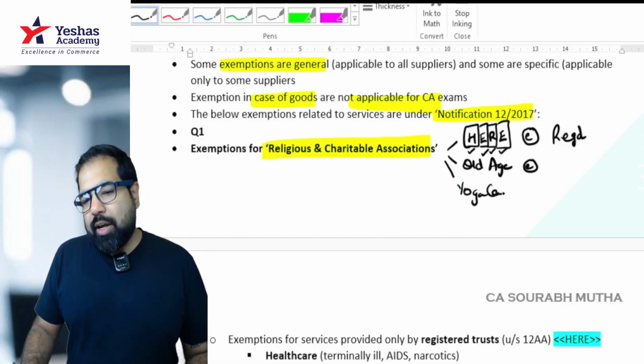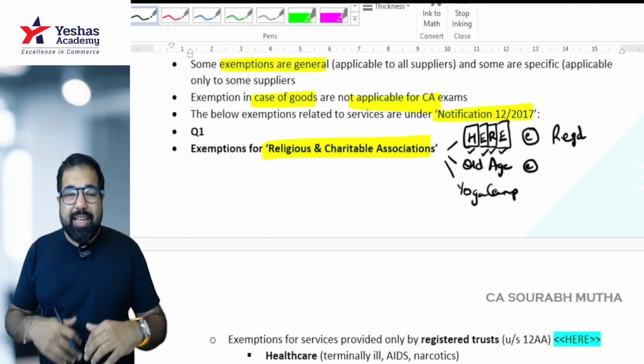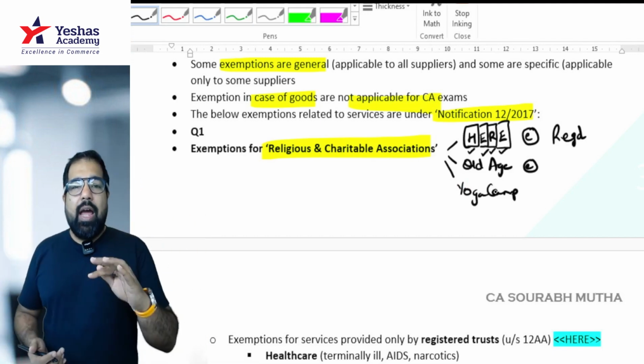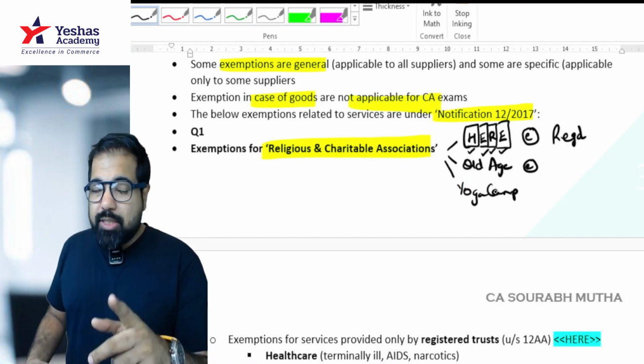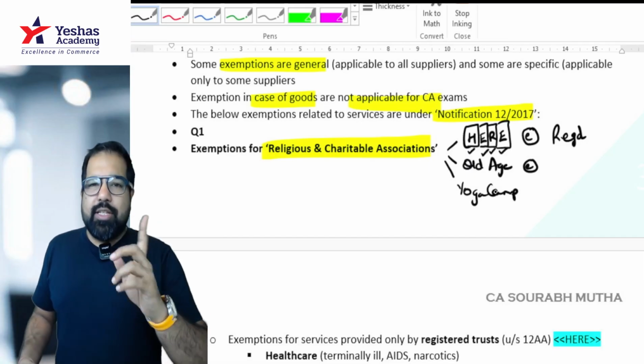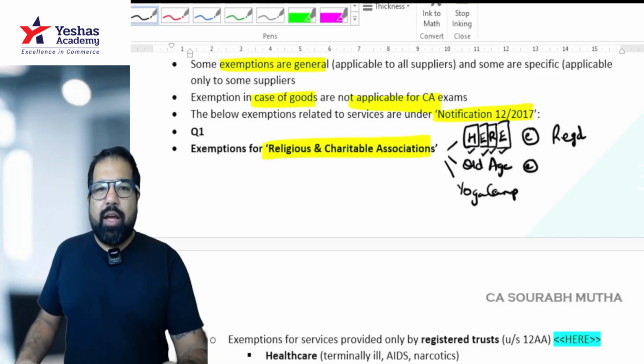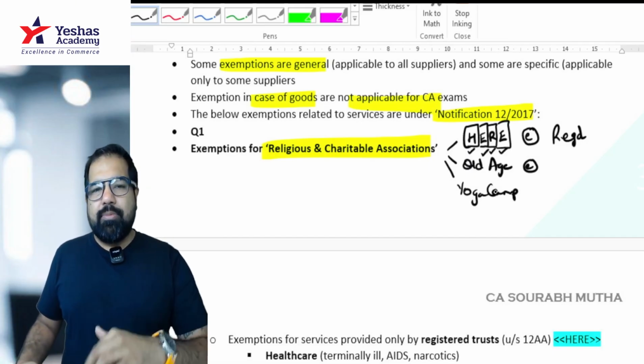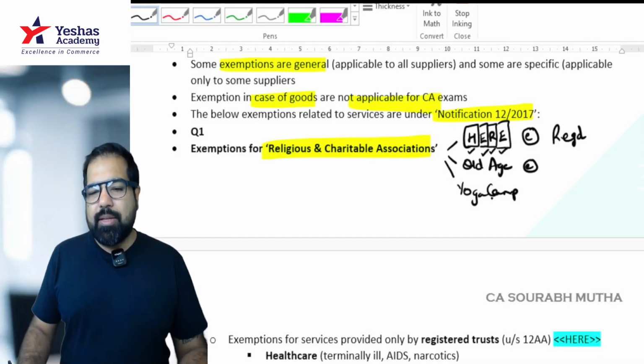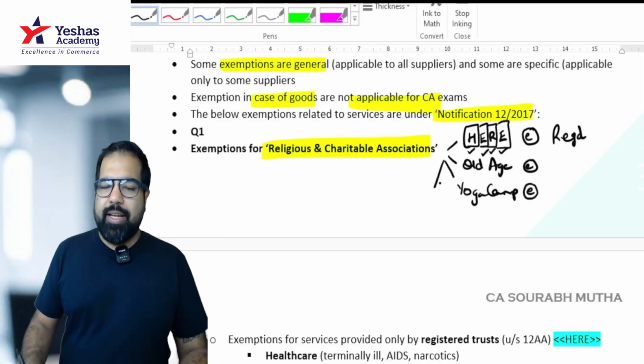If you are running a yoga camp, example, people can stay, learn yoga, do pranayam, etc. And then you charge some money. It's a composite supply. If you remember from the supply chapter, the main supply is yoga, and food and stay is basically complementary, and hence the main supply, yoga, is exempt. So this one will also be exempt. Whatever charge they take will be completely exempt.